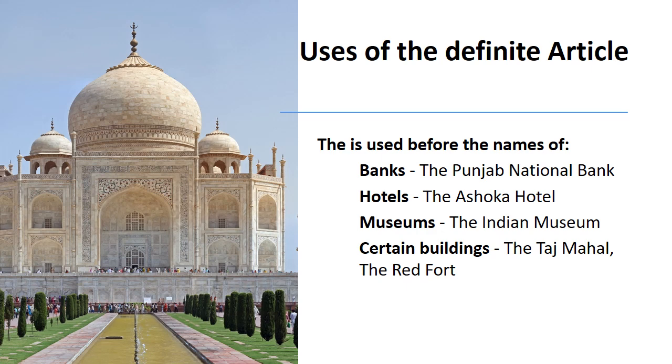Now here are some more uses of the definite article. The is used before the names of banks. For example, the Punjab National Bank, before the names of hotels, the Ashoka Hotel, the Taj. It is also used before the names of museums, for example, the Indian Museum, and certain buildings like the Taj Mahal, the Red Fort, the Qutub Minar.